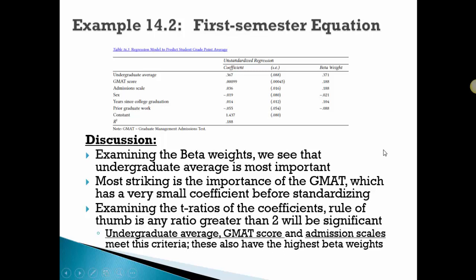Examining the t ratios, the rule of thumb is any ratio greater than 10 will be significant. And in this particular example, if you calculate the t's there, undergraduate, GMAT, and admission scales, the first 3, would have a significant t statistic.